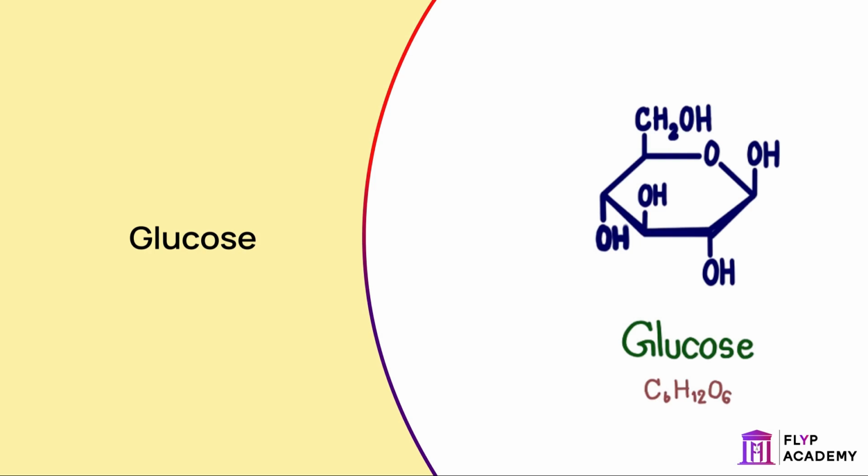The glucose can be stored in a plant as starch, which is a more complex, insoluble carbohydrate. It is important that the starch is insoluble, as this means it does not affect the water potential of the cell it is stored in.